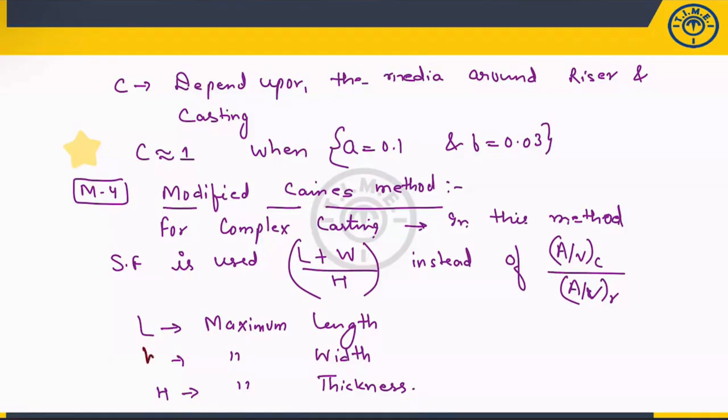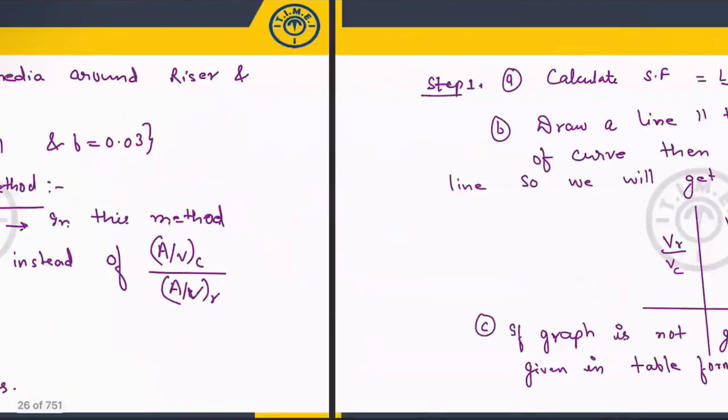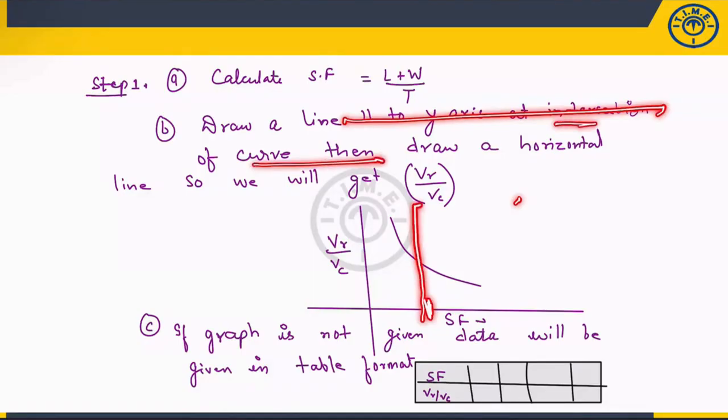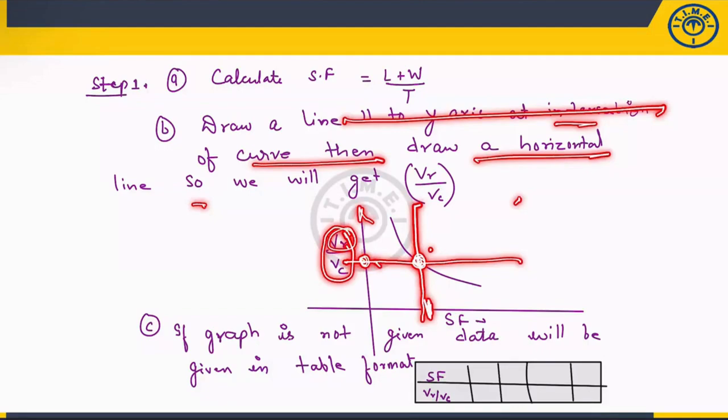So let me use the same notation. This is width. Once you have calculated, then you will check. The first step is to calculate the shape factor. Let us suppose this value. Draw a line parallel to the y-axis up to the intersection with the curve. Then draw a horizontal line. Once it intersects this curve, you will get this ratio. This is the y coordinate. Then you can calculate the dimension of the riser. Fine.